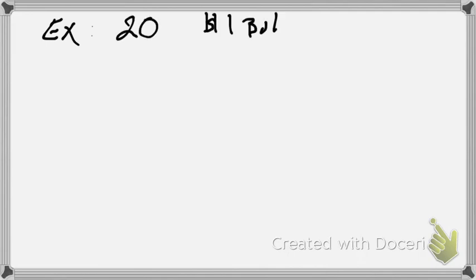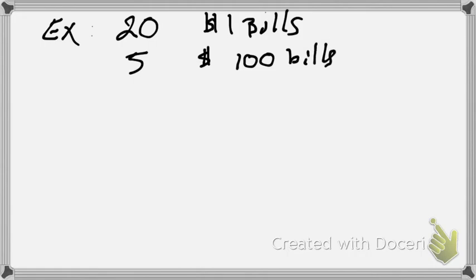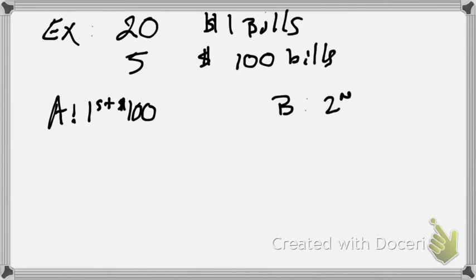Alright? So the next one, here's another example. Let's say that in an envelope, in something, you have 20 $1 bills. And then you have 5 $100 bills. Alright? Now I'm asking you what the probability is. So here A is the first event and B is the second event. The first event is what's the probability that the first bill I draw is a $100, and the second one is the second bill I draw is $1.